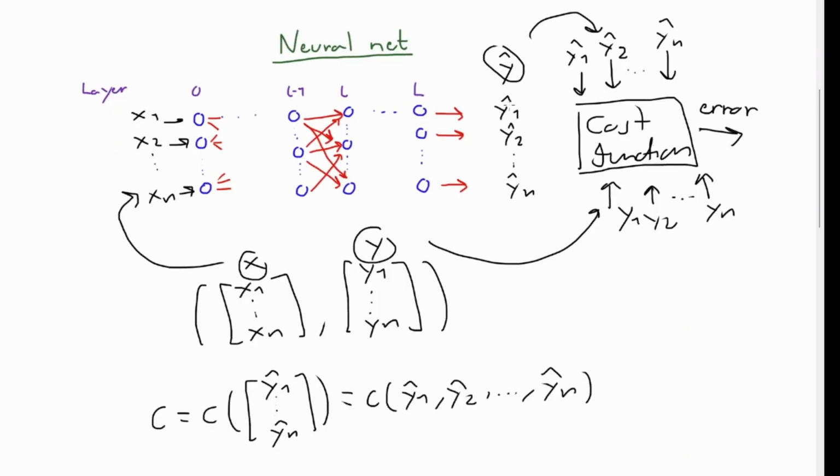output layer. So yhat1 would be equal to the activation of the first neuron of the output layer, denoted by capital L. And this would be A2L, and this would be ANL. So we can further state that C is a function of the activations at the output layer. So A1L, A2L, all the way to ANL.